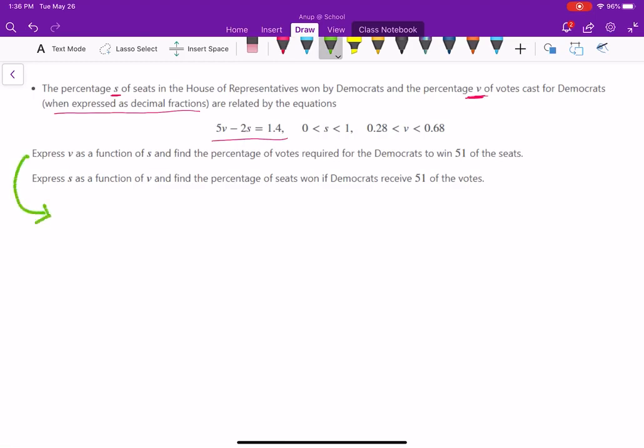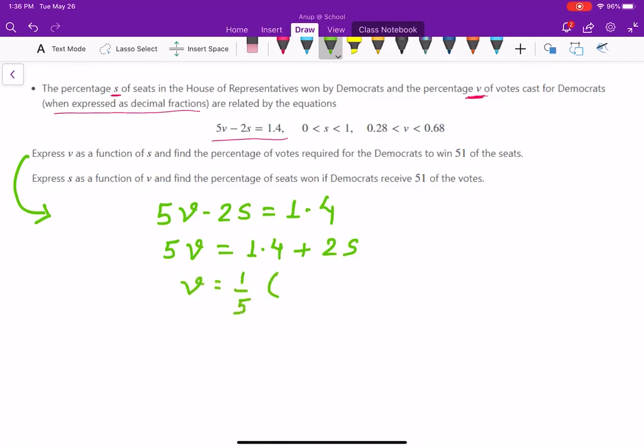Right, so that is our first question. How can we solve it? We have 5V minus 2S equal to 1.4. Let's solve for V in terms of S. Let's add 2S on both sides, so we get 5V equals 1.4 plus 2S. Then divide by 5 on both sides, and we get V equals 1 over 5 times (1.4 plus 2S). So this is V as a function of S.